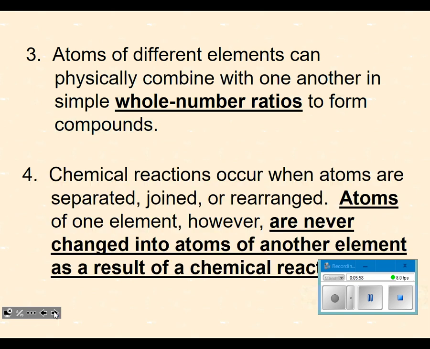And then chemical reactions occur when atoms are separated, joined, or rearranged, but the atoms of one element are never changed into atoms of another element as a result of a chemical reaction. Now, when we talk about nuclear reactions, that won't be true. But for Dalton's atomic theory, the thought was that atoms are never changed into atoms of another element just because of a chemical reaction. We can join them, rearrange them, or separate them, but we're not actually creating new elements, or new atoms.